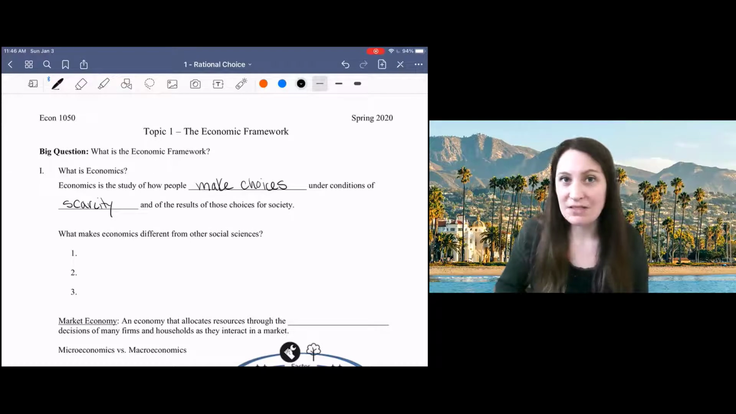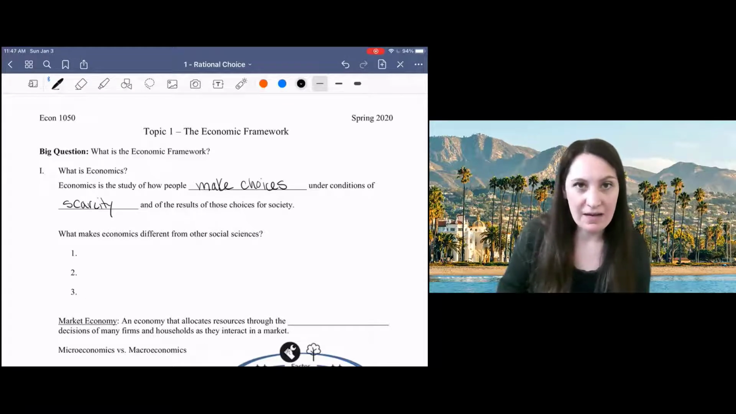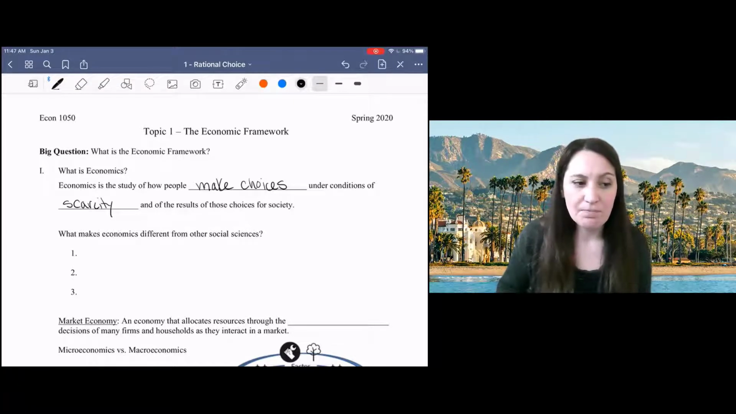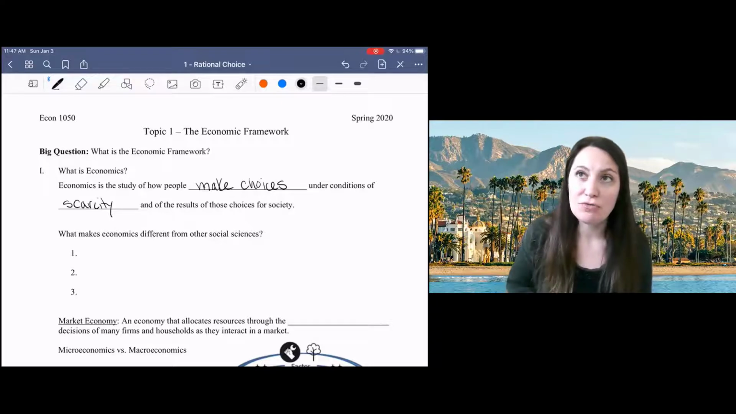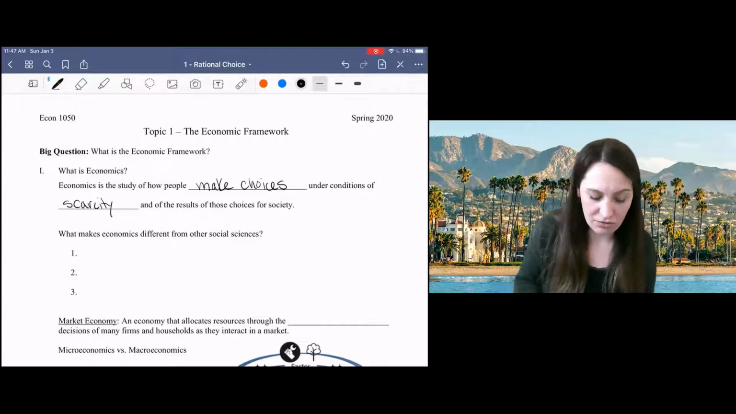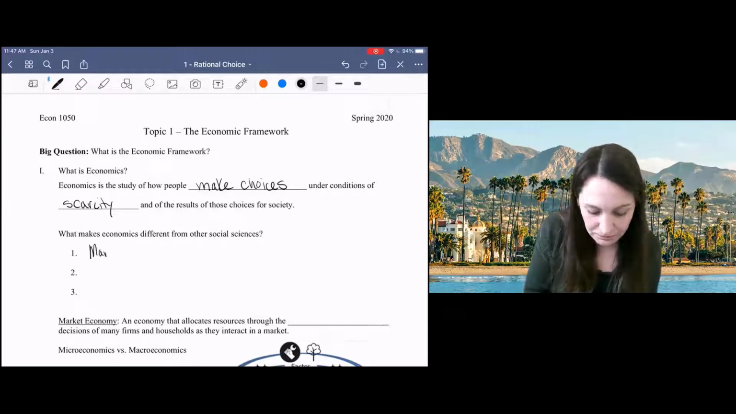But first, I want to just introduce economic fundamentals and talk a little bit about how economics is different from other social sciences. So we're studying people and human behavior just like the other social sciences, for example, psychology or sociology. But what makes economics different is our approach to that study. We tend to focus on understanding human behavior in the context of market interactions.